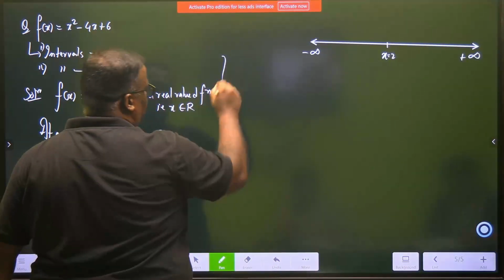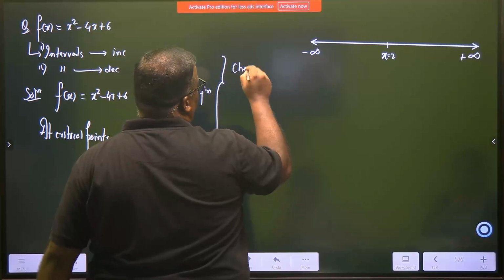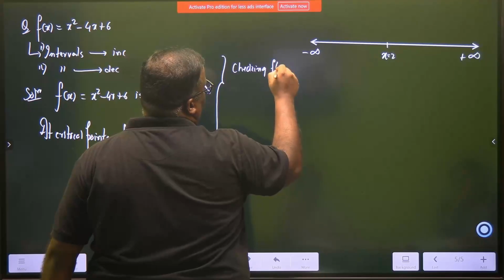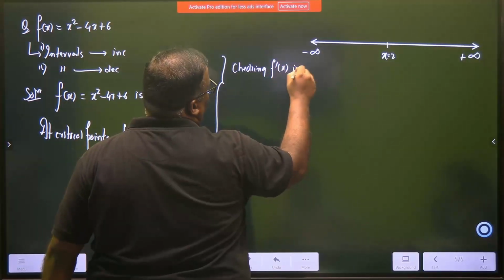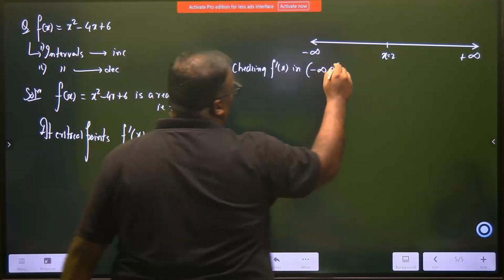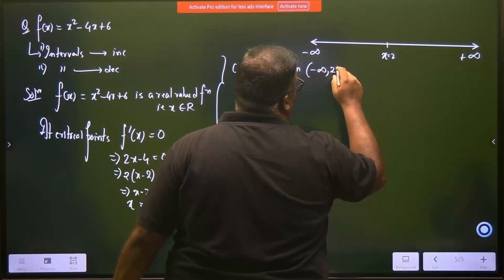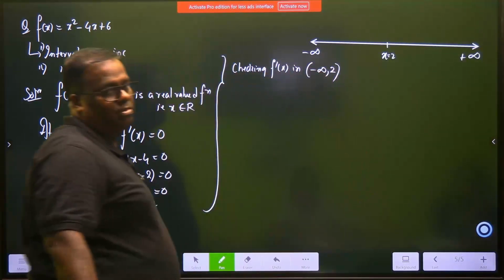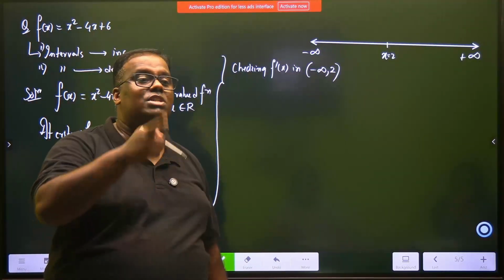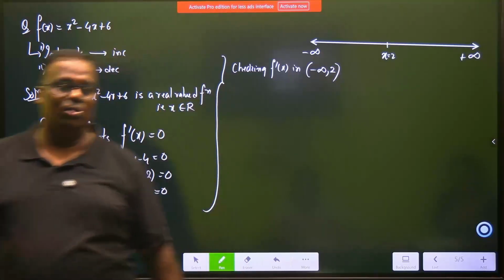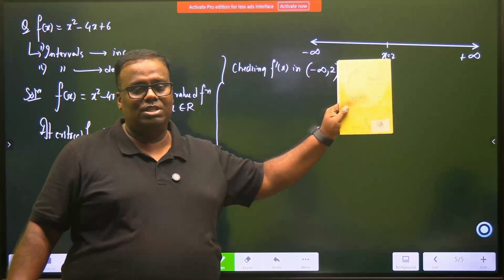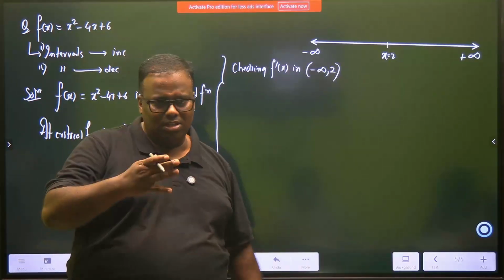Okay, now we say checking f dash x in negative infinity and 2. Why did I not take 2 as a square bracket? Because at 2 the function f dash x is 0. At 2, have you understood? At 2, the function is neither increasing nor decreasing. So I will just go up to 2.